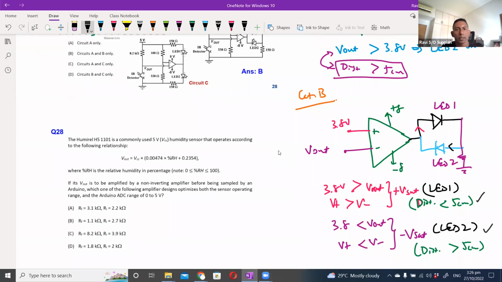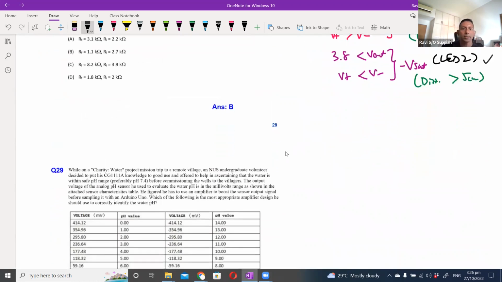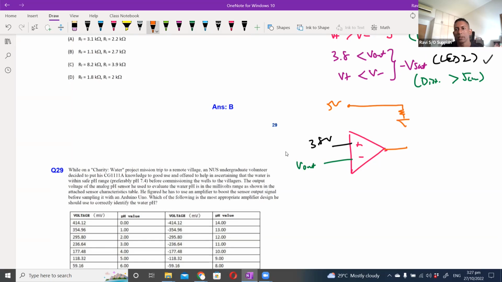Okay, now let's look at circuit C. So for circuit C, what you have is your op amp. Your positive terminal is connected to 3.8 volt. Your negative terminal is connected to your Vout. And your output terminal of op amp is connected from 5 volt here to resistor, LED 1, LED 2. So this is your LED 1 and LED 2.